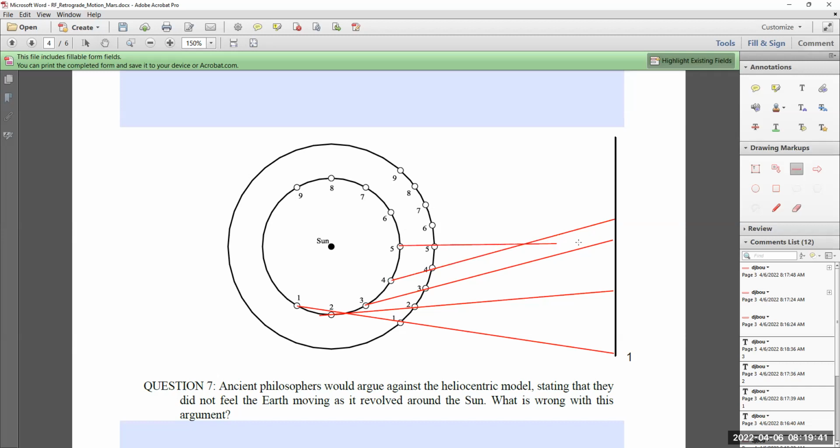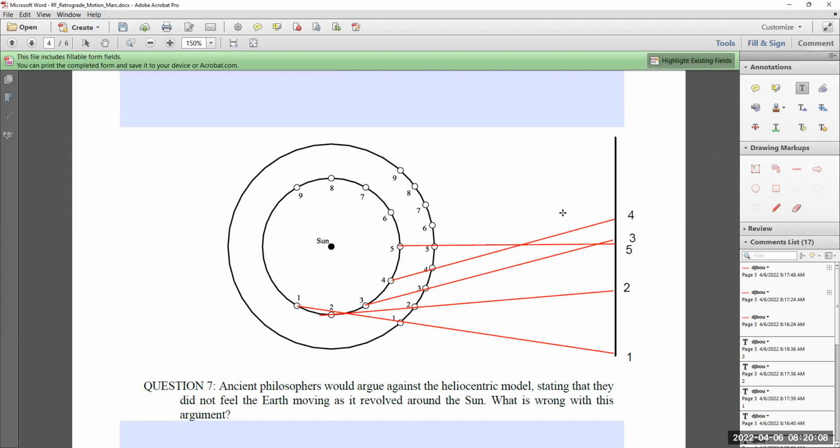Position 5, you can clearly see it's below position 4. Again, it's giving me a retrograde. So the planet was in position 1, moved to position 2, moved to position 3, moved to position 4, and now it moved back to position 5, even below 3. Okay, so this is the retrograde. This is how it looks like against the background stars.